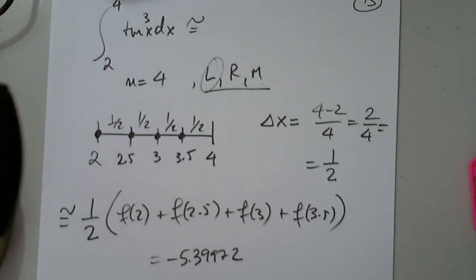The function is not defined at pi over 2. And pi over 2 is between, yeah, pi over 2 is before 2, that's true. Pi over 2 is before 2, and then when is the next one? 3 pi, it could be.